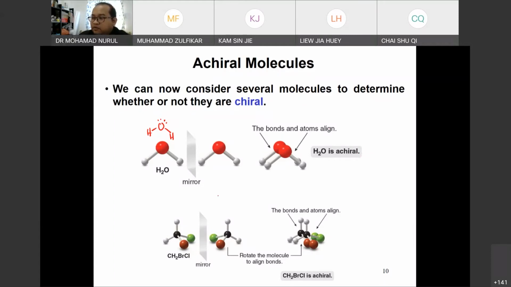Meanwhile, for CH2BrCl, I think this compound does not exist in the real world. We have the mirror image and we rotate the molecule to align, and this one is achiral also, because they can overlap each other.